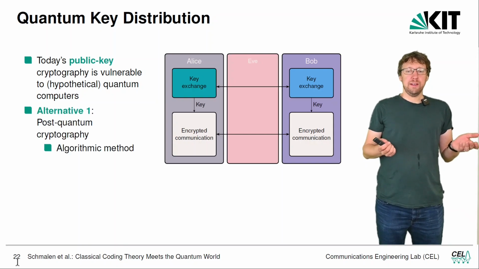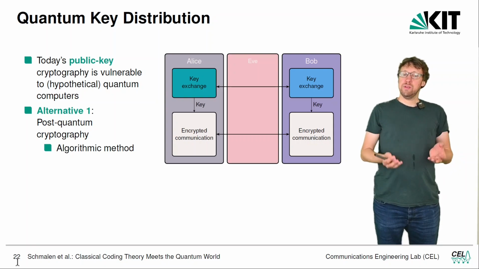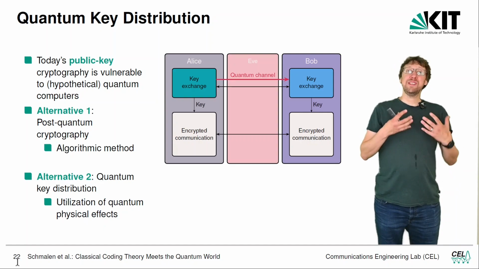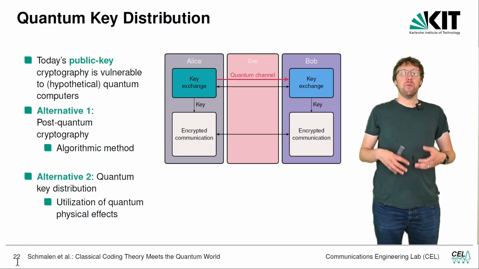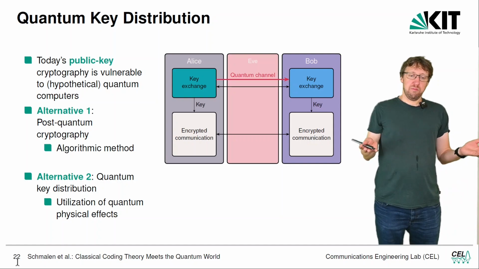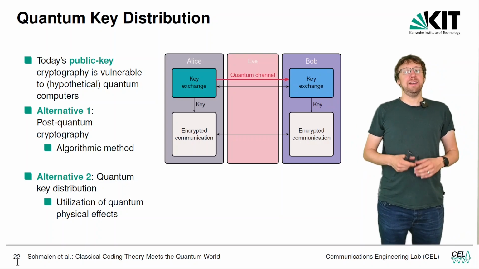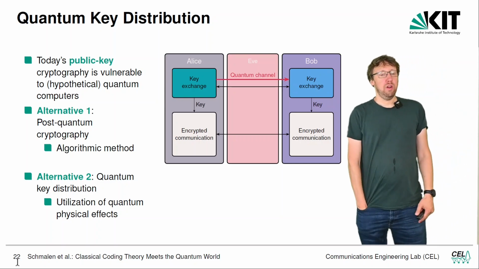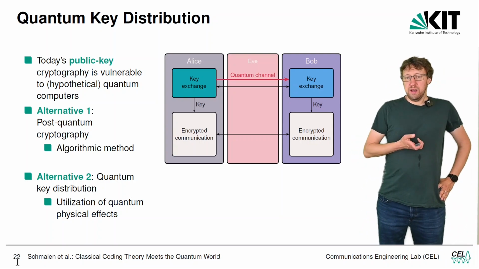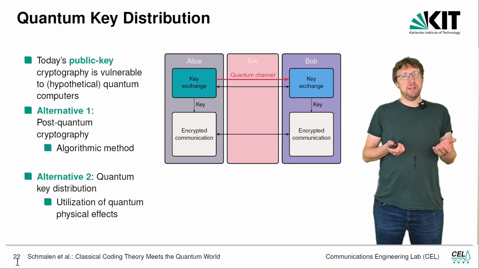So we saw that in order to prevent Eve from eavesdropping the communication, we used an algorithmic method, which is post-quantum cryptography. But we can also use a physical method, which is quantum key distribution, which utilizes quantum physical effects to guarantee reliable and secure communication. And this is based on a quantum channel that Alice and Bob set up to transmit so-called quantum states. And we're going to see how we can set up such a system and how we can use error correcting codes to make it secure.